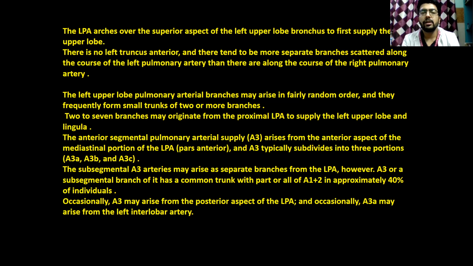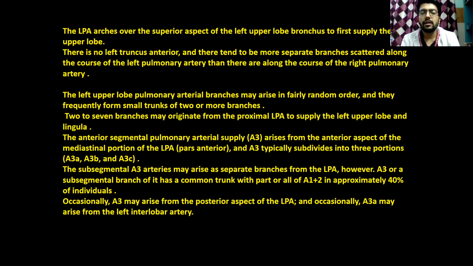The left upper lobe pulmonary arterial branches may arise in fairly random order, and they frequently form small trunks of two or more branches. 2 to 7 branches may originate from the proximal LPA to supply the left upper lobe and lingula. The anterior segmental pulmonary arterial supply arises from the anterior aspect of the mediastinal portion of the LPA, and A3 typically subdivides into three portions.